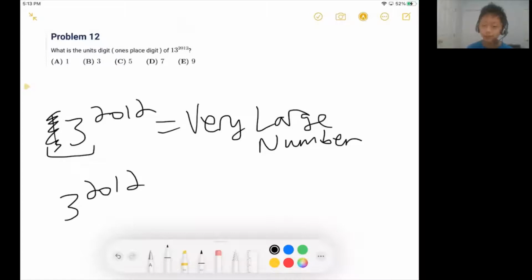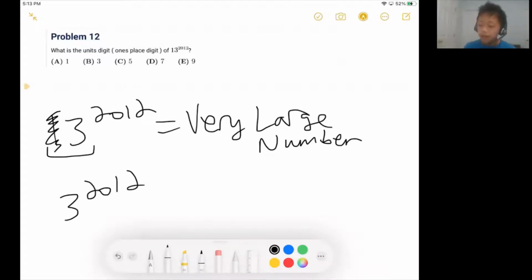Doing this relies on a fact known as modular arithmetic, which might be slightly more advanced. But in this case, you only have to worry about the last digit. So instead of looking at 13 to the 2012, you can just look at 3 to the 2012 instead.